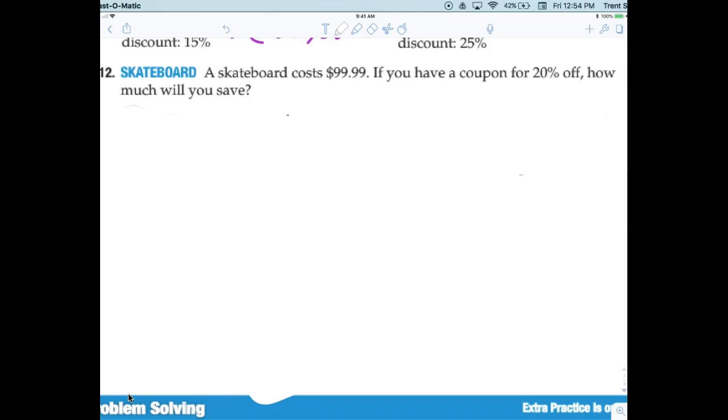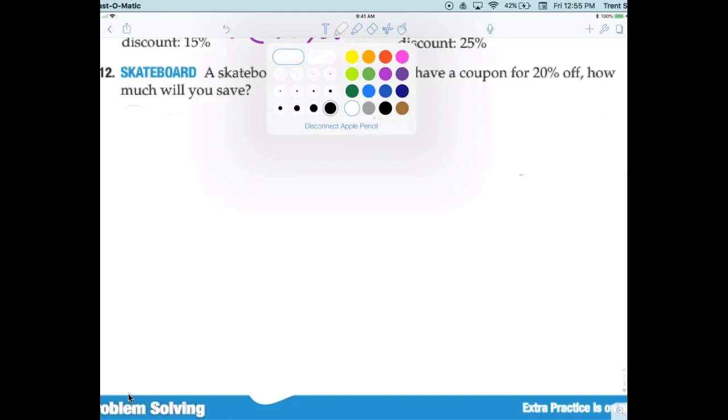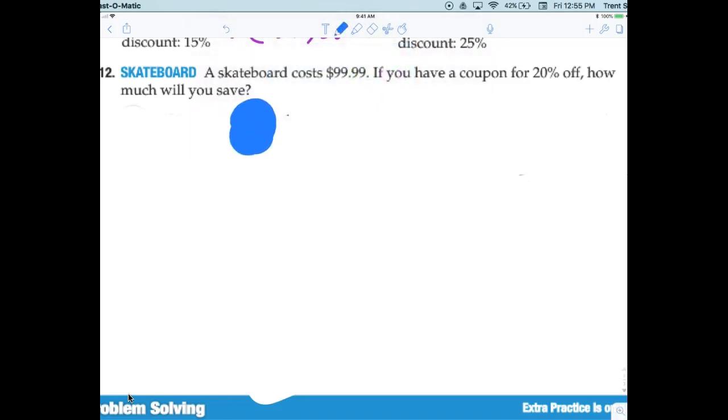A skateboard costs $99.99. You have a coupon, 20% off. How much will you save? 20%. What dollar amount now? $20. It's actually 19.99 but with rounding, it's $20.